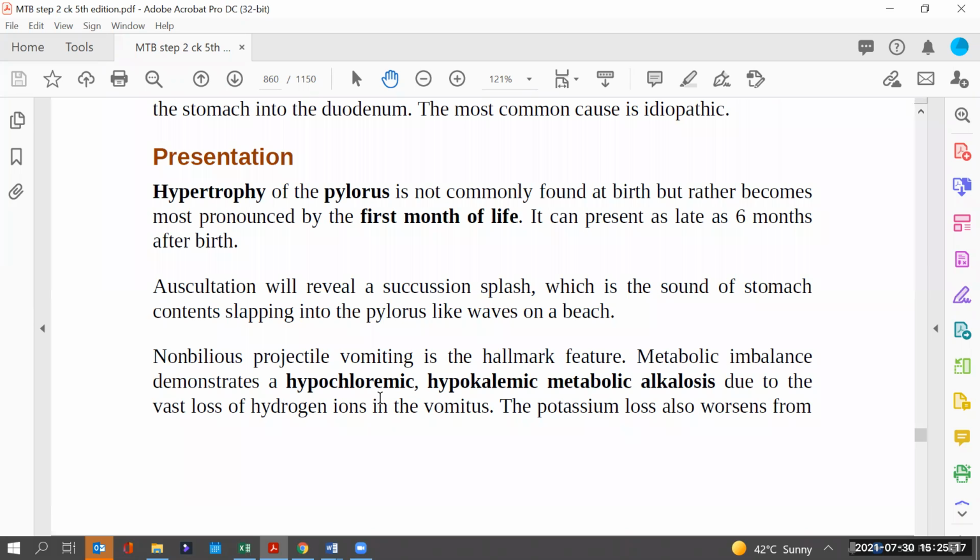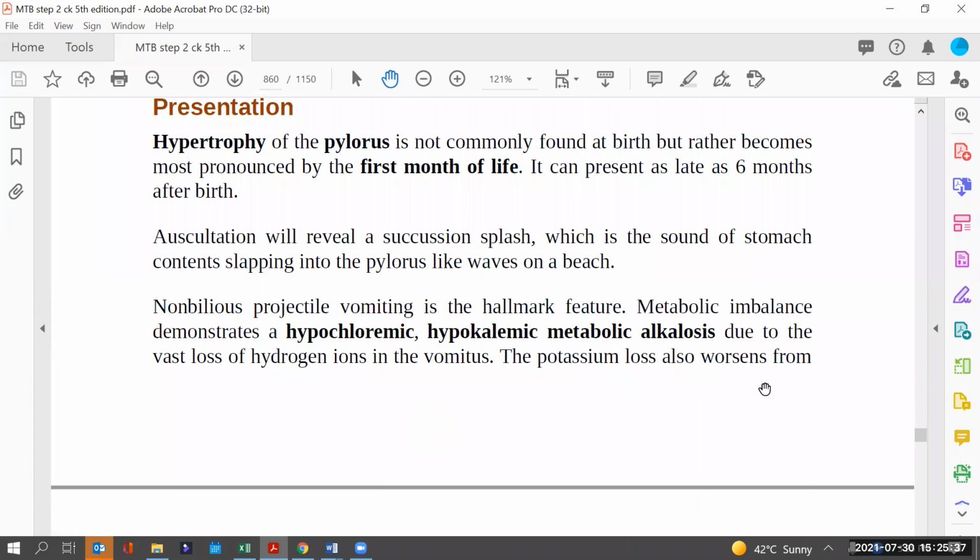Because hydrogen ion also is going to be lost, and this hydrogen ion is the one who is actually maintaining the buffer system, who is maintaining the pH of the blood. So H positive ion will make the pH more acidic. So here they are saying due to the vast loss of hydrogen ion in the vomiters. If the hydrogen ion is going to be lost in the vomiters, the pH automatically goes towards the alkaline side.